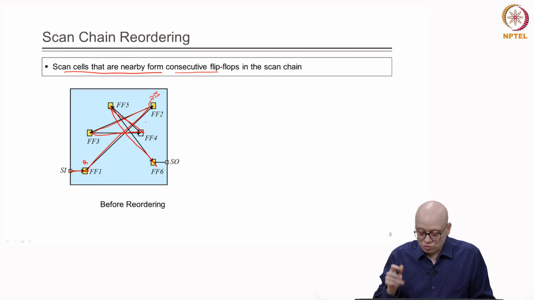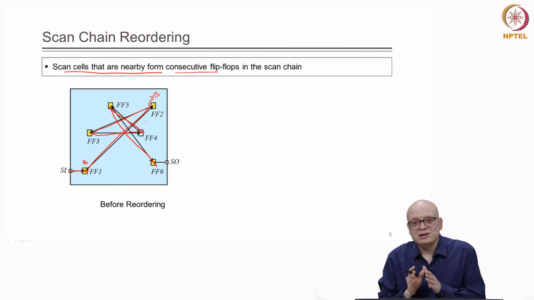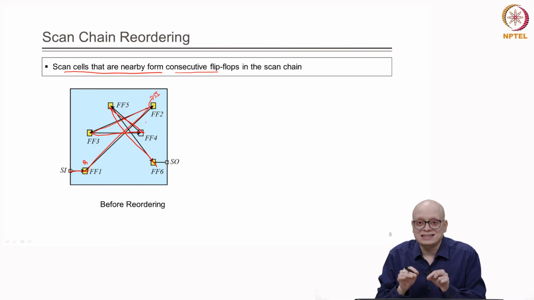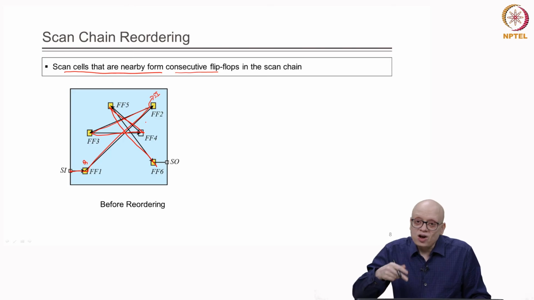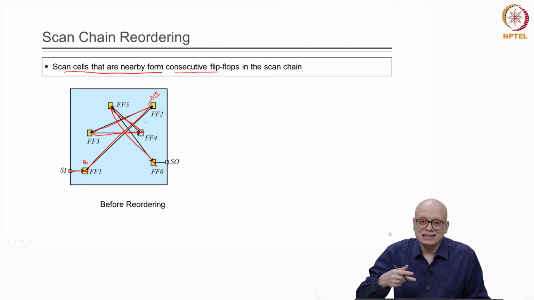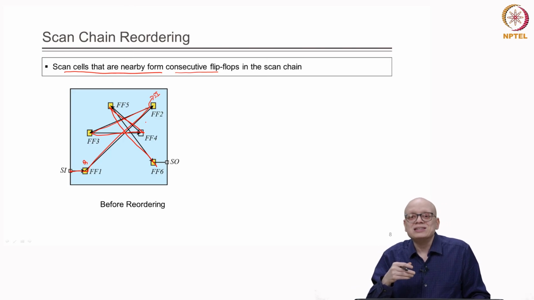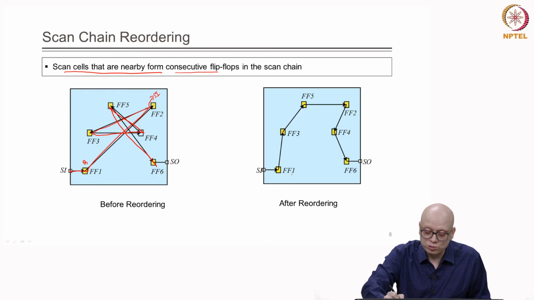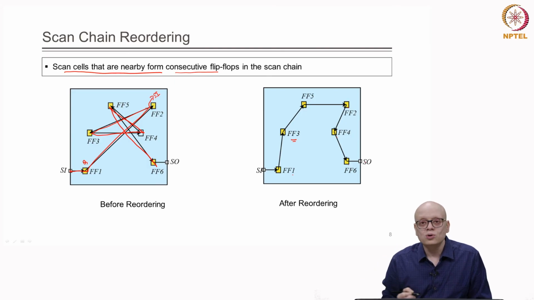So, what can we do? After we have done the placement, we know the location of each scan cell, and therefore, we can reorder this scan chain such that routing resources are utilized more efficiently. So, we can reorder it something like this. From scan in, it goes to FF1, then it goes to FF3 rather than FF2, and then FF5, then FF2, FF4 and FF6 and finally to scan out.